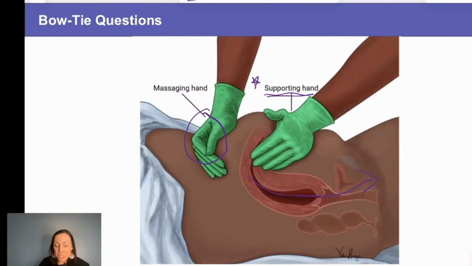We don't want that. So definitely we want to give these fundal massages, and you could be giving this fundal massage forever. It feels like, because you're doing it until the uterus firms up, till these medicines kick in. We had a postpartum hemorrhage at my job the other day, and we were trading off doing fundal massage for probably 30 minutes. So you definitely get a good workout in.